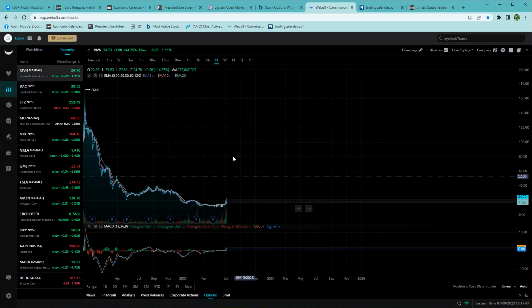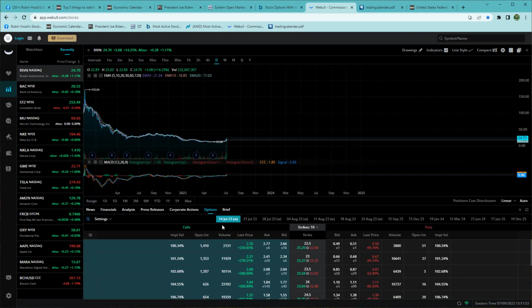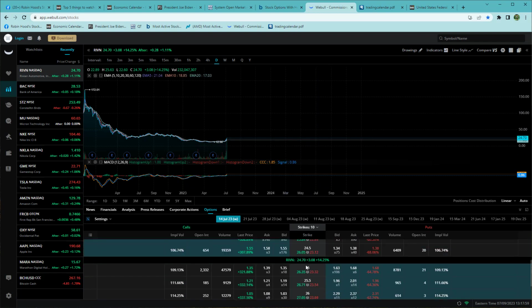I'm going to pull this up here because Rivian was up about 14%. So let's dig into the options area here. Let's see, I can't really increase that there. Okay, so Rivian's right here, you guys. The Rivian price is in the middle. Hopefully you guys can see that. The calls are on the left side. The puts are on the right side.